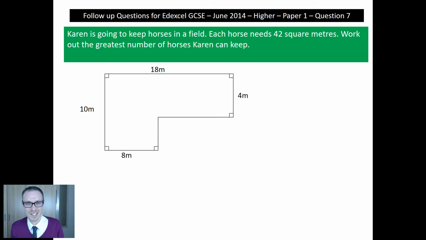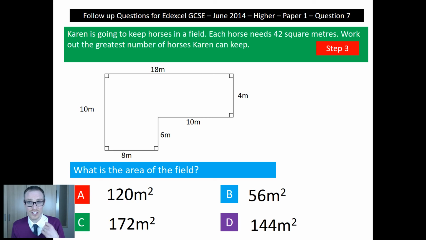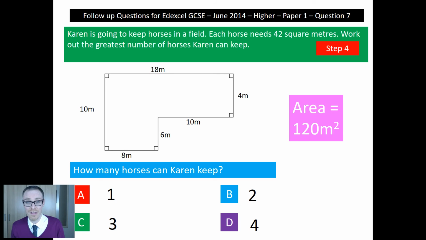Can you ask these as diagnostic questions? Well, yeah, you can, because you can break it down. Step 1, what's the missing length? Step 2, what's that missing length? Because if they can't get that, they can't do the question. Then show them what those answers are and then say, okay, what's the area of the field? Then tell them the area of the field and say, okay, now how many horses can Karen keep? You've broken that question down into 4 separate skills, and how they answer those 4 skills will tell you the specific misconceptions that they've got.